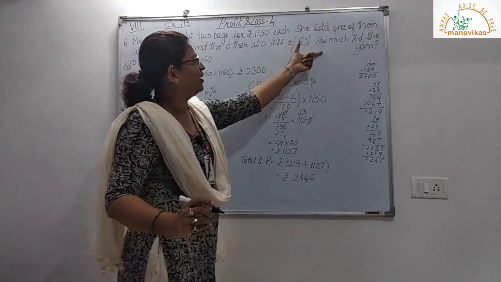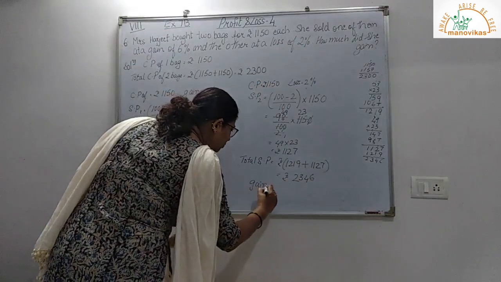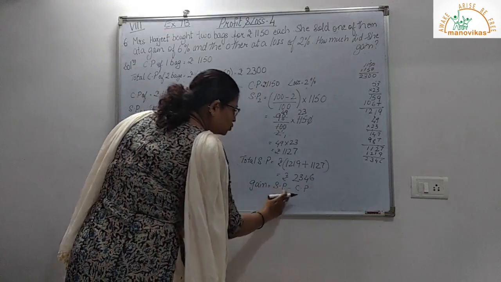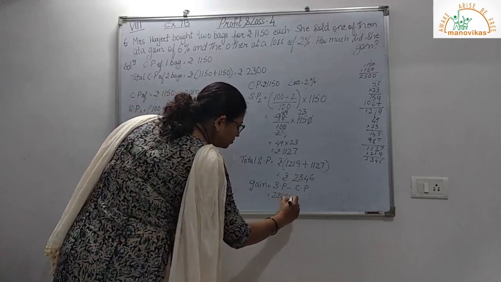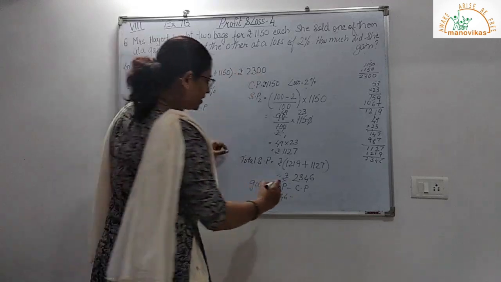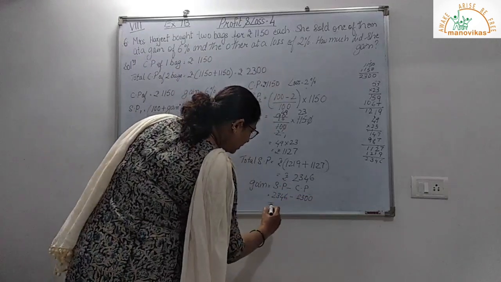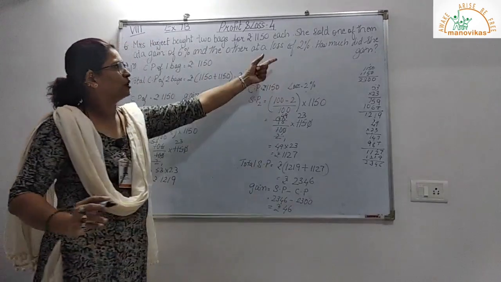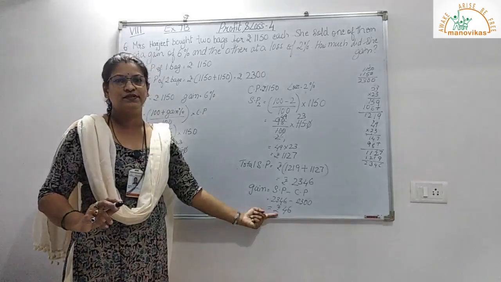Now we are told to find the gain over here. So gain is equal to selling price minus the cost price. So we have the total selling price, that is 2346, minus the total cost price, that is 2300. So our gain here is rupees 46. Right? So what is the gain in the whole transaction? The gain is rupees 46.